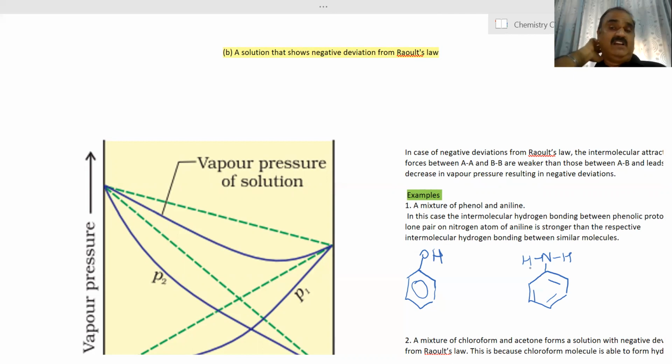Molecules will move apart from each other slightly, Vp will increase, volume will increase, and delta H will be positive because weak interactions are formed by dissociating strong ones. Clear? Now, second example.